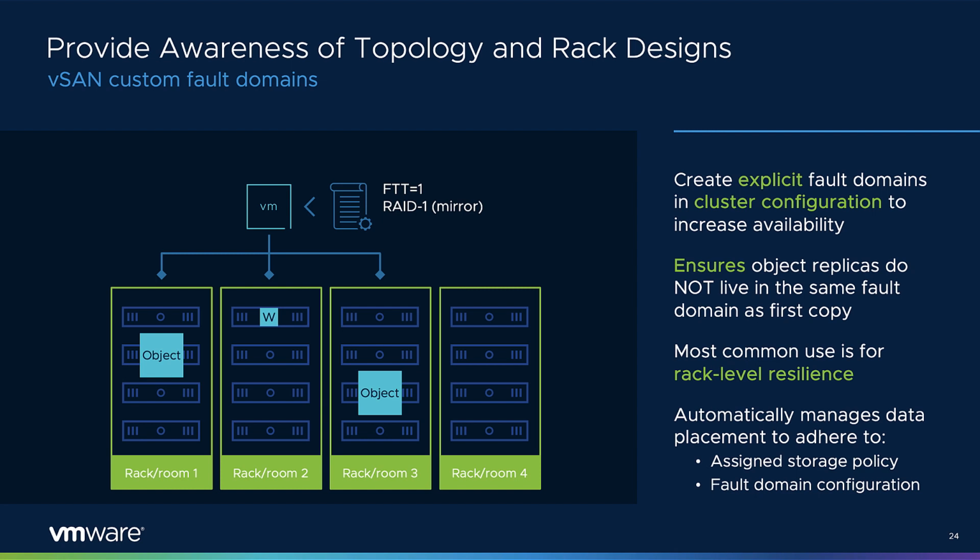The most common way fault domains are employed is by creating a fault domain that represents a rack in a data center, as shown here. The vSAN data would be distributed across multiple fault domains so that in the event of a total rack failure, no system would be compromised.